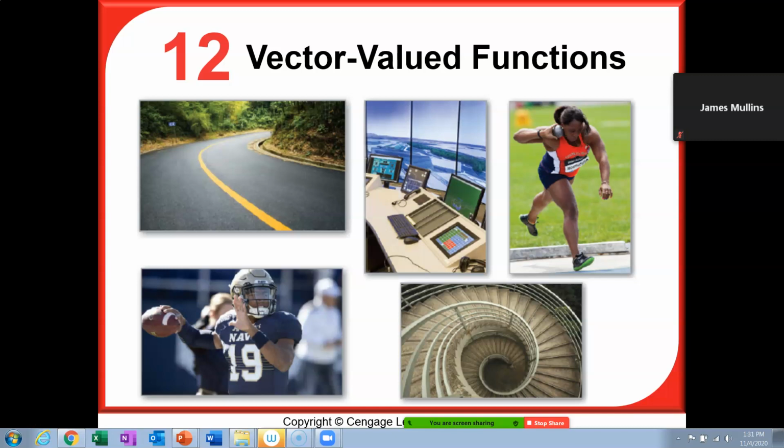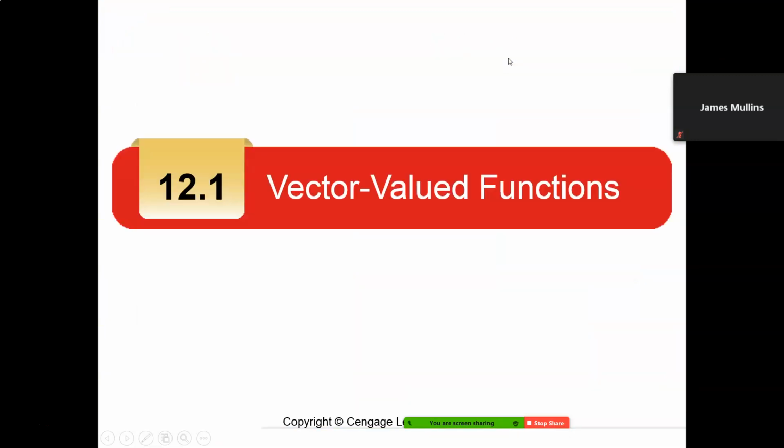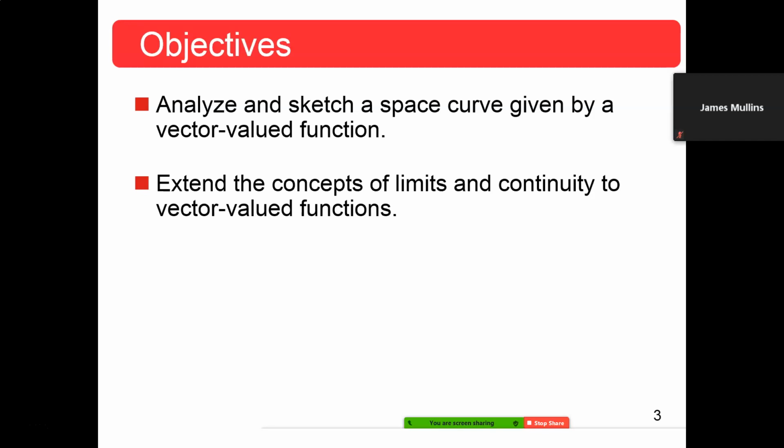Now, that leads us to Chapter 12, Vector Valued Functions. Okay? Now, I can't get it to advance. Section 12.1 is also named Vector Valued Functions. The chapter name and the first section name are the same. In 12.1, our objectives are to analyze and sketch the space curve given by a vector valued function. We'll extend the concepts of limits and continuity to vector valued functions.